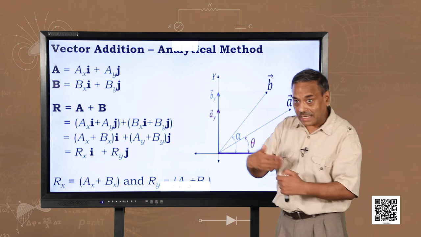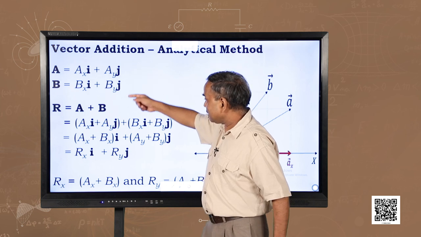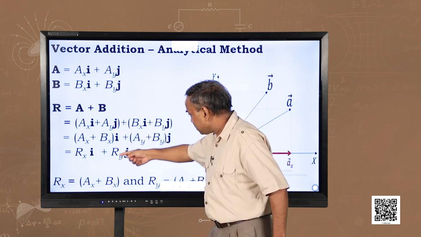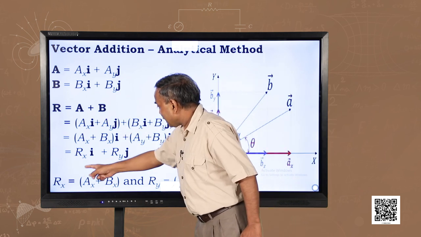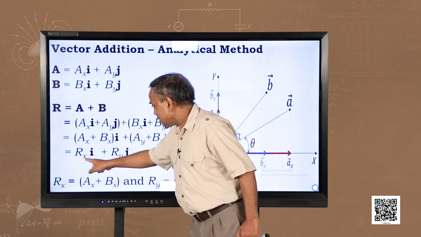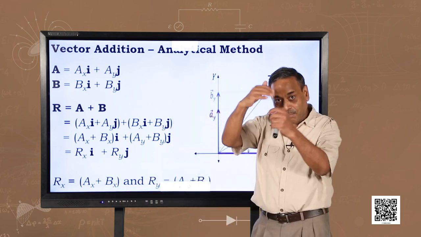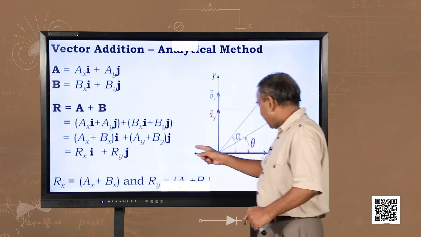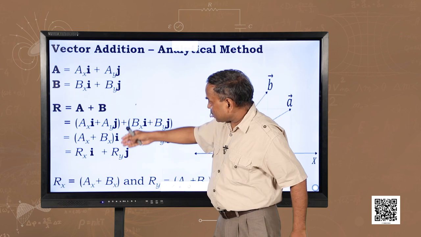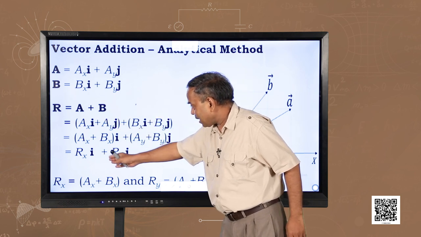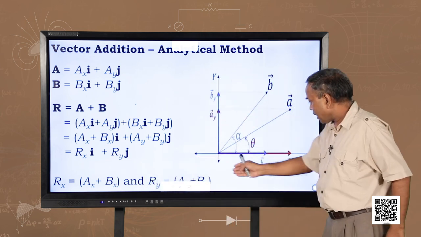Next. Now, let us do it analytically. Let us take two vectors A and B like this. We can do the simple algebra like this, which is analogous to simple algebra. So, the total R, the resultant of A plus B, can be written as a component R x i plus R y j, where R x is the component of the resultant vector R along the x axis, and R y is the component of R along the y axis. So now the addition of the two vectors A and B, R is equal to A plus B, can be rewritten as R x i plus R y j, where R x and R y are these, and you can very easily comprehend through this diagram here.